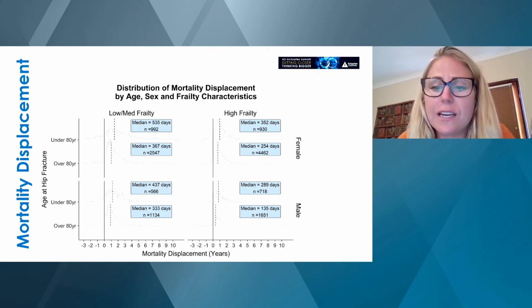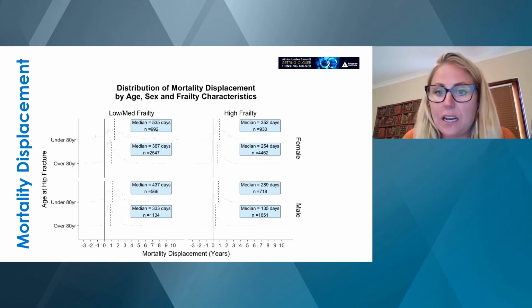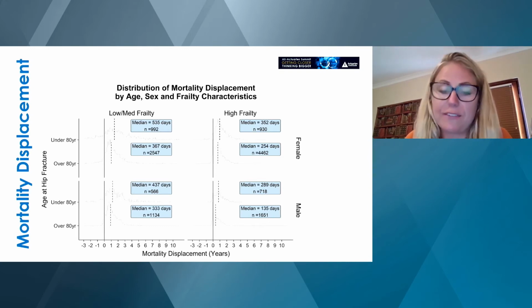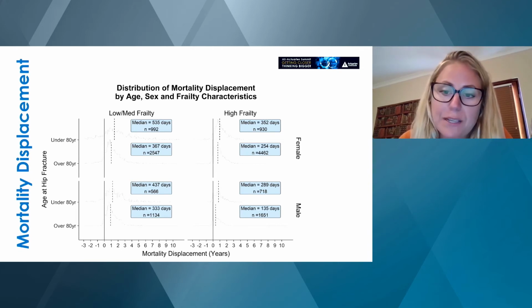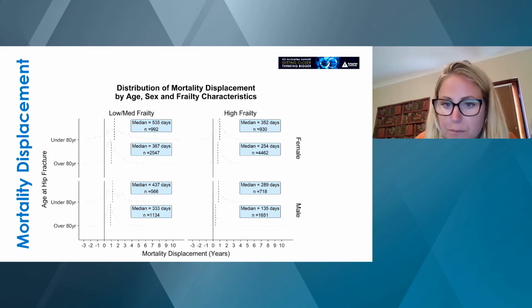And as you can see with these estimates, displacement is lower, so fewer days of life lost among males compared with females, because males have a lower life expectancy. Among the high frailty, you see fewer days lost compared to the lower, because you would expect them to have a lower life expectancy as well, and fewer days of displacement among the older compared with the younger. So it all looks very sensible.